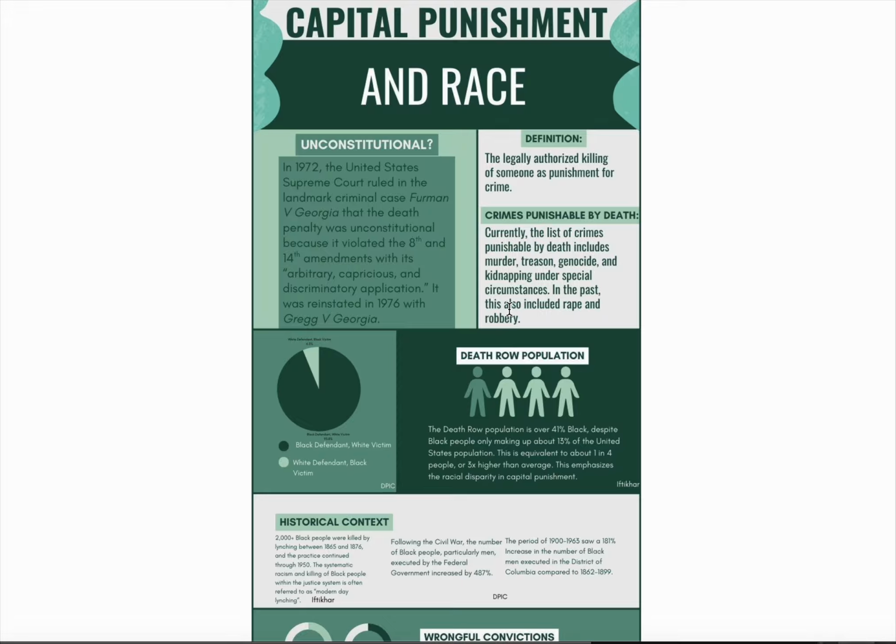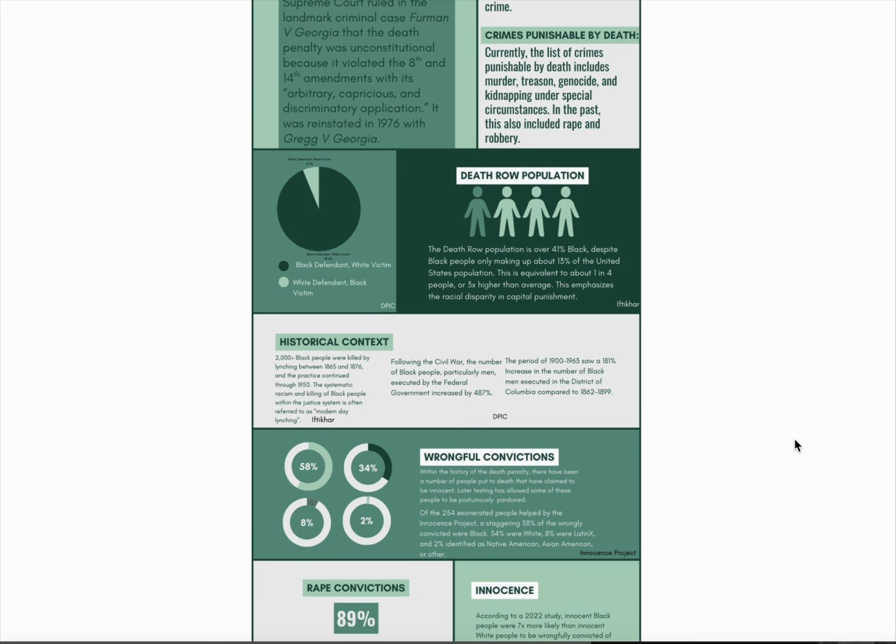Unconstitutional? In 1972, the United States Supreme Court ruled in the landmark criminal case Furman v. Georgia that the death penalty was unconstitutional because it violated the 8th and 14th Amendments with its arbitrary, capricious, and discriminatory application. It was reinstated in 1976 with Gregg versus Georgia.